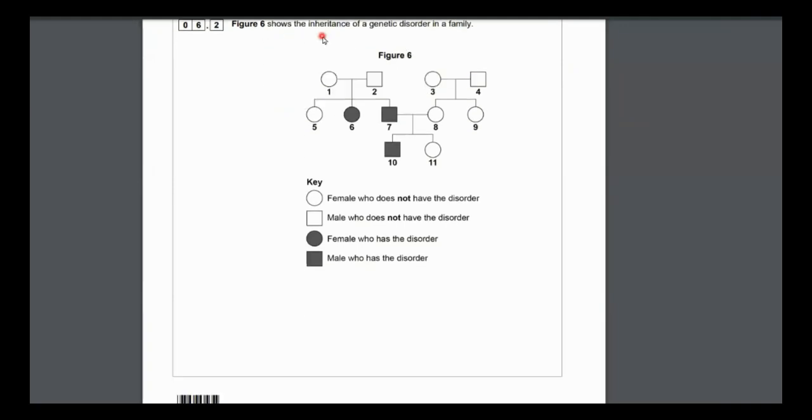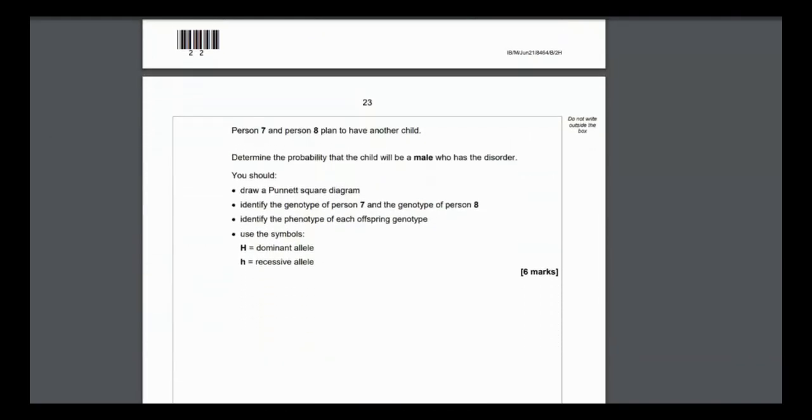Okay, let's look at 6.2. Figure 6 shows the inheritance of a genetic disorder in a family. So look, we've got 1 and 2 and their kids, 5 and 6, 3 and 4 and their kids, 8 and 9, 7 and 8 and their kids, 10 and 11. A white circle represents a female without the disorder, a white square is a male without the disorder, a black circle is a female with the disorder, and a black square is a male with the disorder. So that's how to interpret that.